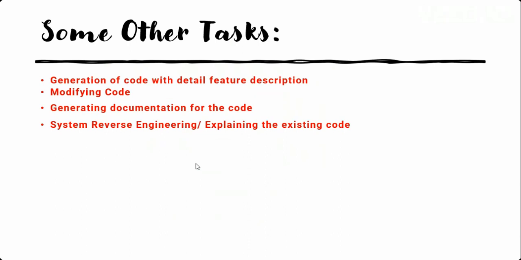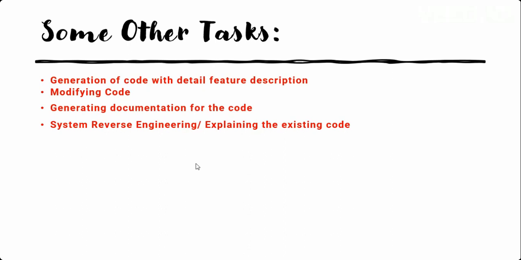And some other tasks we can build phase are generating the code with a detailed feature description, like a payment receipt method, accepting only from certain countries. If you provide a detailed description, it will generate the code for you. And next, modifying code. For example, if you have only a limited number of payment options and you want to add GPay and those things also, you can modify the code as above.